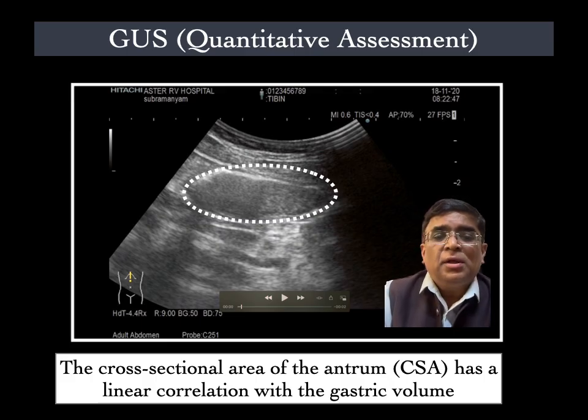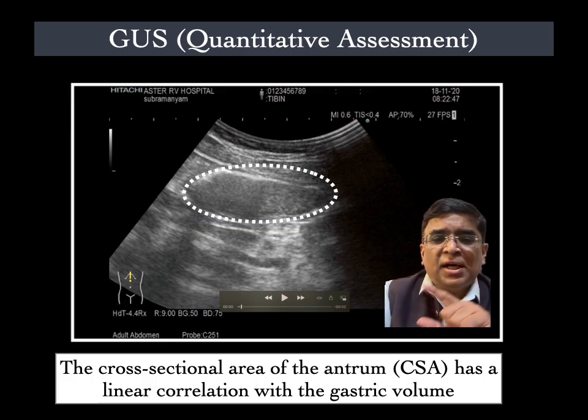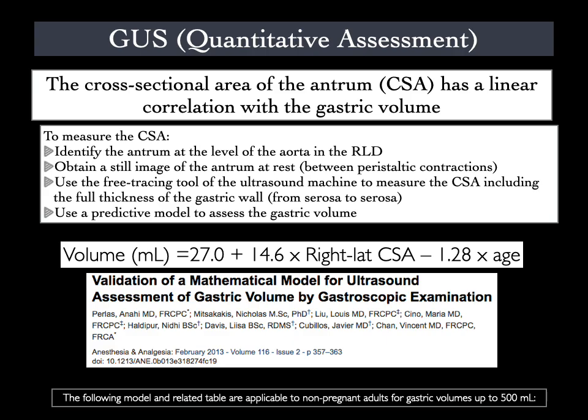Now, when we do quantitative assessment, what people are trying to do is, first, identify the stomach, identify the gastric antrum, freeze the image and take out the cross-sectional surface area. Once you have the cross-sectional surface area, the people from Toronto, especially Perlas, etc., have given an equation, which they have used extensively, wherein you can easily put those things along with the age, so you can estimate the actual volume which is there in the stomach.